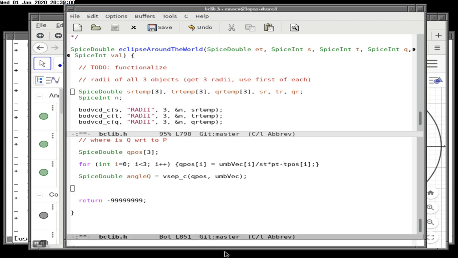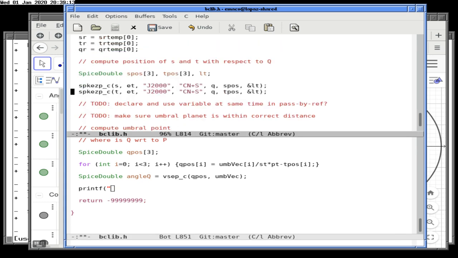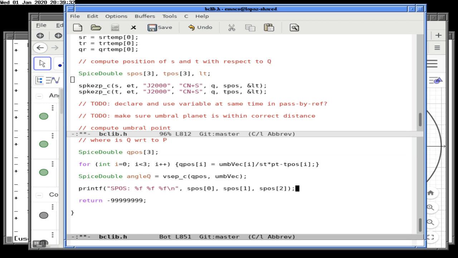Let's see. So we're going to do a bunch of printfs here. I don't think I care about the radii. I do care about the positions of the planets compared to Q. I'm not going to say compared to Q here, but that is what we're doing. And maybe I'm just going to make this into a subroutine: print vector with label. So T pause, we also want to know where that is with respect to Q, even though we don't say that.